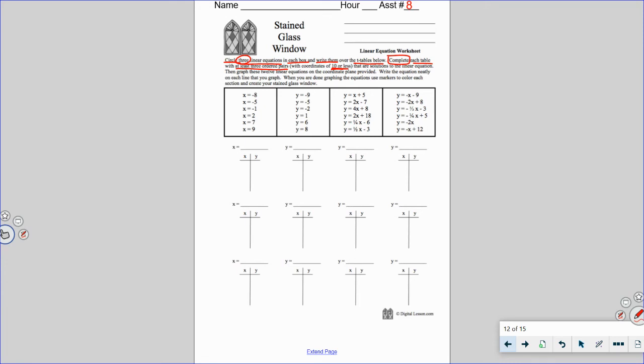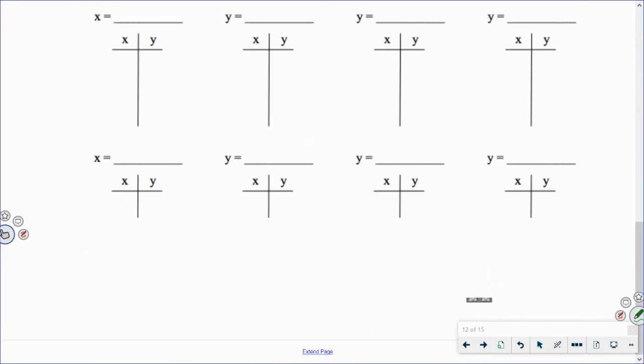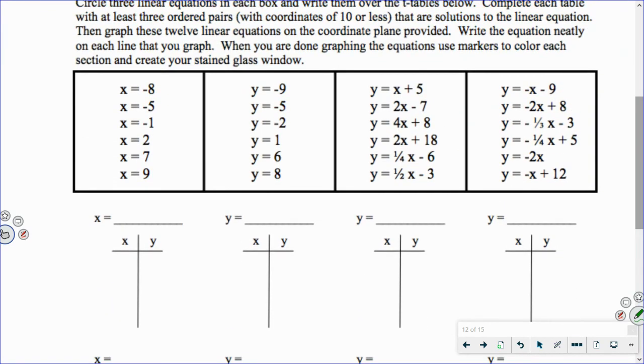Anywho, I just want to point out that it might be wise, take a look at the first box. If you're going to circle 3 equations, maybe you should circle a negative and a positive and a positive, okay? So don't just choose all the negatives, don't choose all the positives. Same thing in the next box. Maybe you choose 2 negatives and a positive.